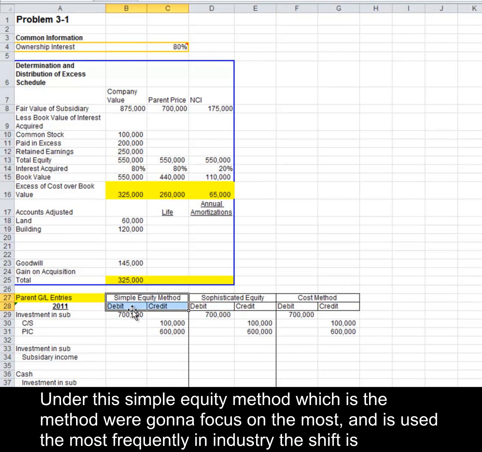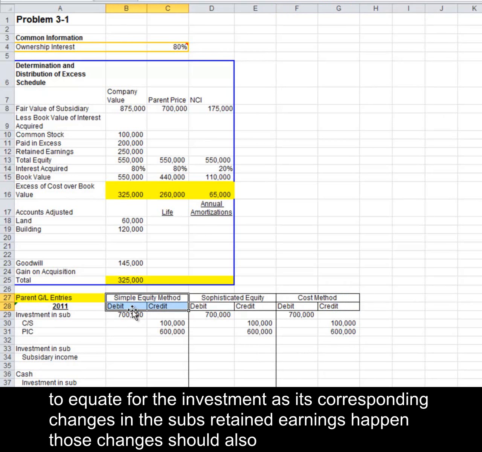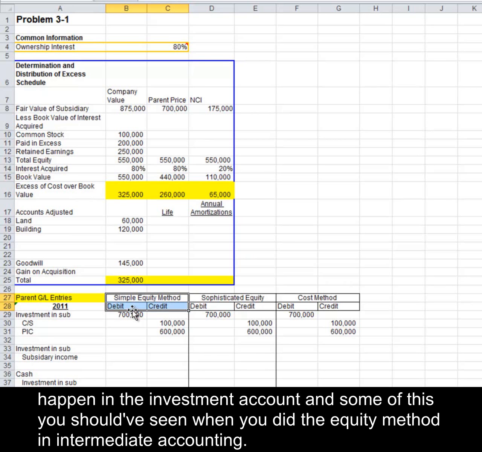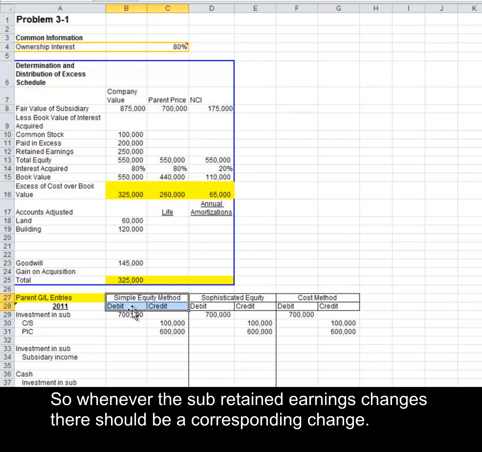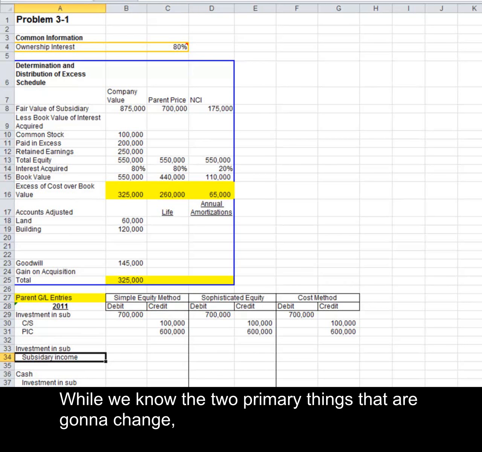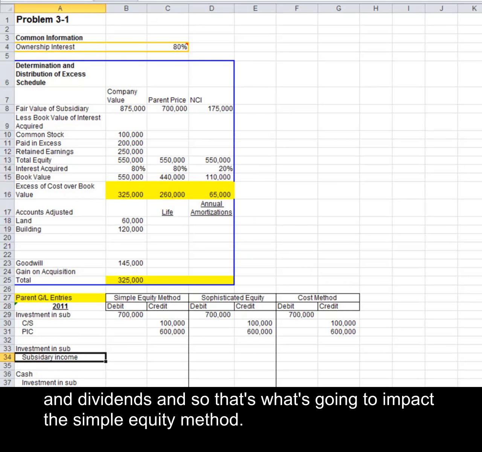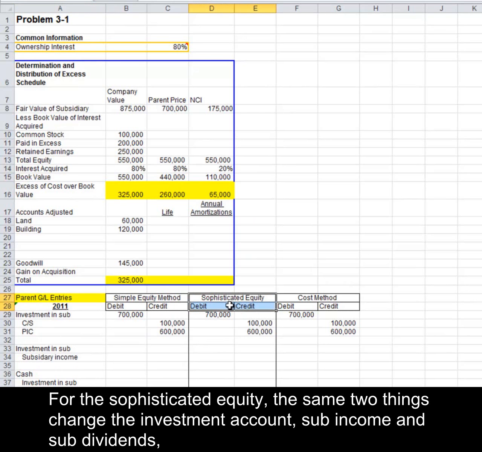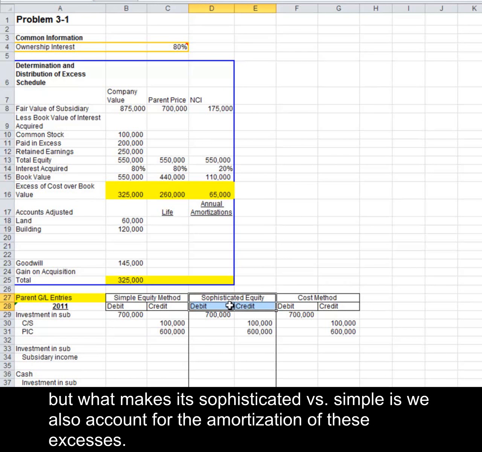Under the simple equity method, which is the method we're going to focus on the most and is used the most frequently in industry, the shift is to account for the investment as its corresponding changes in the sub's retained earnings happen. Those changes should also happen in the investment account. And some of this you should have seen when you did the equity method in intermediate accounting. So whenever the sub retained earnings changes, there should be a corresponding change. Well, we know the two primary things that are going to change retained earnings would be income and dividends. And so that's what's going to impact the simple equity method. For the sophisticated equity, the same two things change the investment account, sub income and sub dividends. But what makes it sophisticated versus simple is we also account for the amortization of these excesses.